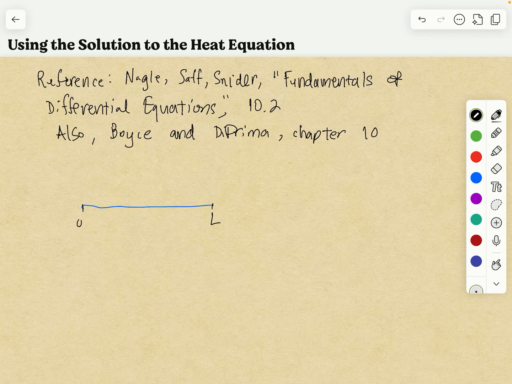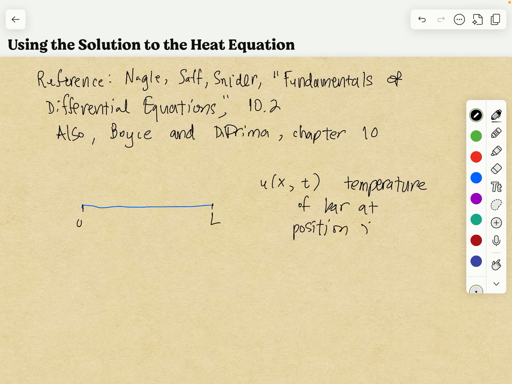And let's say that the temperature is called U. Now, it's not just dependent on the position x you're in, it's also dependent on the time, because basically the temperature of this bar is going to change over time, right? So U of x,t is the temperature of the bar at position x and time t. So x is somewhere between 0 and L, right?